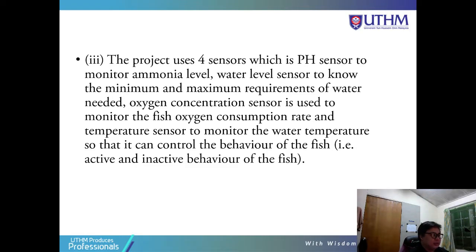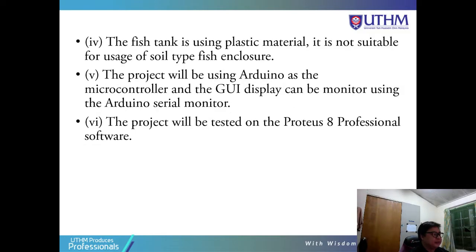The project uses 4 sensors, which are the pH sensor, the oxygen sensor, the temperature sensor, and the water level sensor. The fish tank uses plastic materials, and it is not suitable for any salt type fish enclosure. The project will use Arduino as the microcontroller and the GUI display, and the project will be tested on Proteus 8 Professional software.